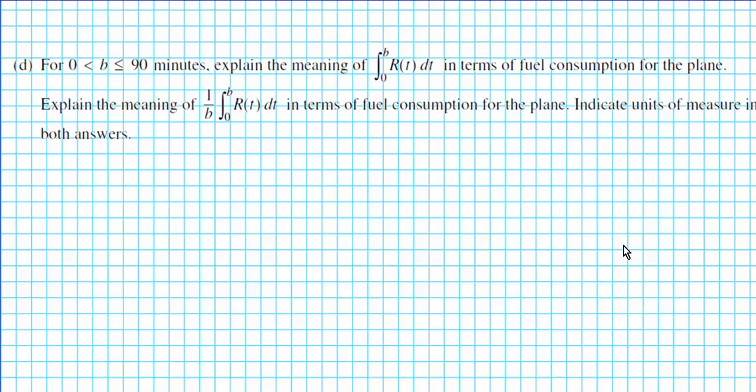All right, let's take a look at question 3D. It says for 0 less than or equal to b less than or equal to 90 minutes, explain the meaning of the integral from 0 to b of r of t dt in terms of fuel consumption for the plane. And then explain the meaning of 1 over b times the integral from 0 to b of r of t dt in terms of fuel consumption for the plane. Indicate the units of measure in both answers.